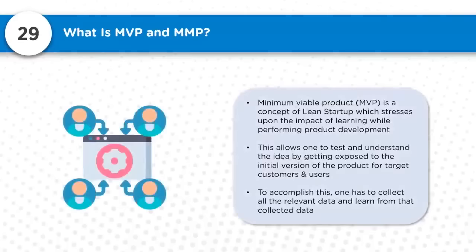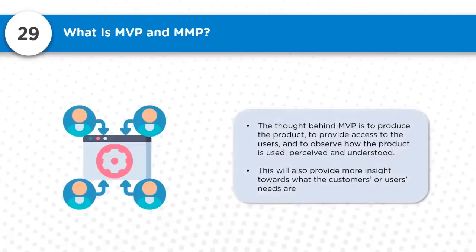So question 29, what is MVP and MMP, which means minimum viable product and minimal marketable product. Minimum viable product is a concept of lean startup, which stresses the impact of learning while performing product development. This allows one to test and understand the idea by exposing the initial version of the product to target customers and users. To accomplish this, one has to collect all the relevant data and learn from it. The thought behind MVP is to produce the product, provide access to the users, and observe how the product is used, perceived and understood. This will also provide more insight into what the customers' or users' needs are.